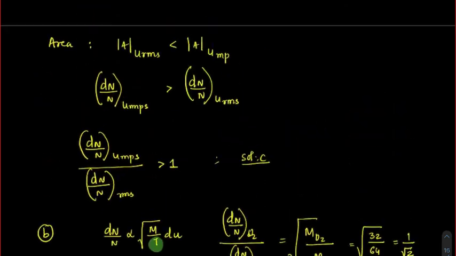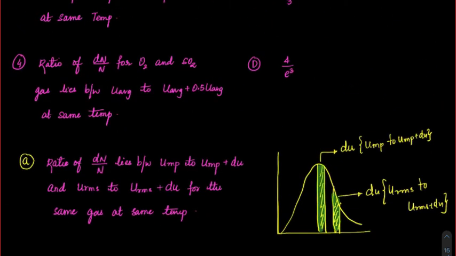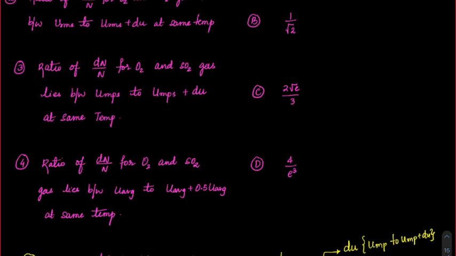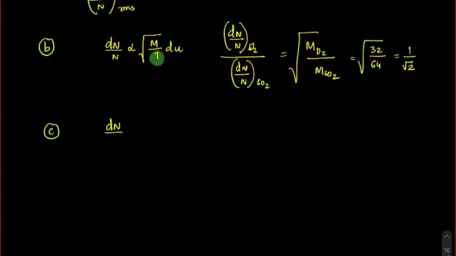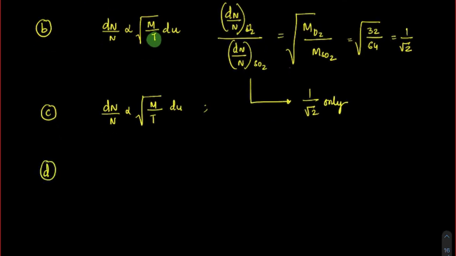C this time is an option between O2 and SO2 for u average changing to u average plus du, and SO2 for u MPS changing to u MPS plus du. Whether it is RMS, most probable, or average, as we just derived earlier, you'll always get this same equation. So if you take the ratio for the same, you'll get 1 by root 2 only. So for both B and C you'll get 1 by root 2. Check out the D part.